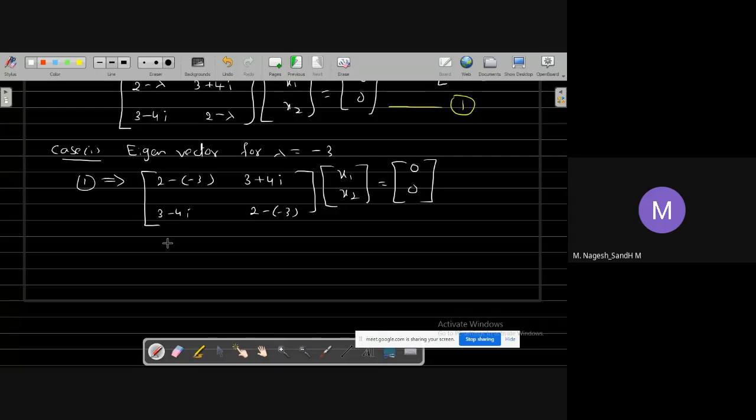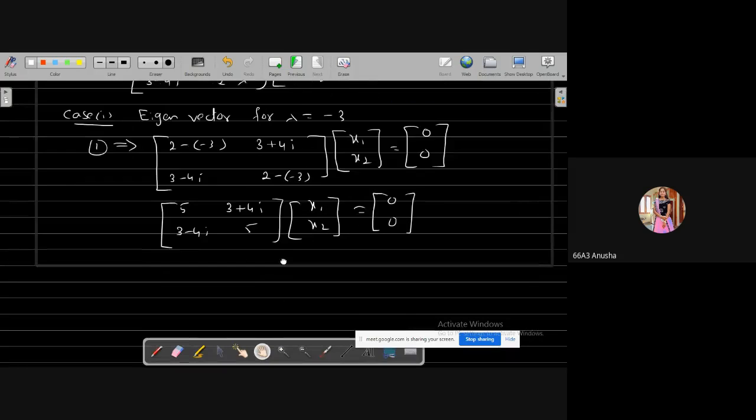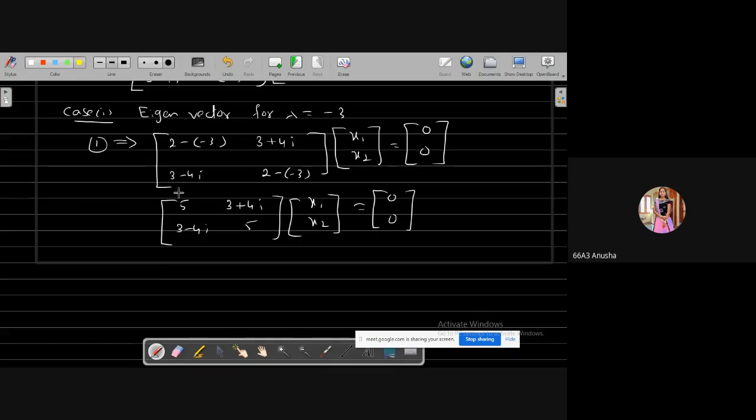So now 2 minus of minus 3, how much is its value? 5. 5, 3 plus 4i, 3 minus 4i, 5, into x1, x2 is equal to 0, 0. Generally we have to convert this into echelon form, like the methods we discussed yesterday, but it is in complex numbers, so it will take a long time.